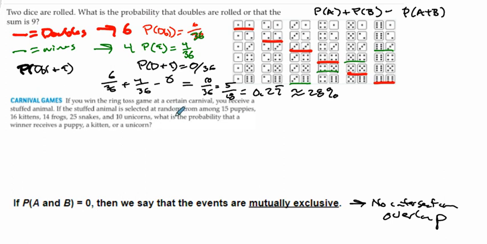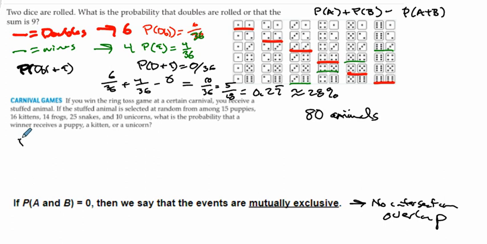And this carnival game is another example of that. It says if you win the ring toss, you receive a stuffed animal. Cool. If the stuffed animal is selected at random from among 15 puppies, 16 kittens, 14 frogs, 25 snakes, and 10 unicorns, what's the probability that a winner receives one of these three special things? So I know for a fact that there's 80 different animals, because I've done this problem already. So there's 80 animals.